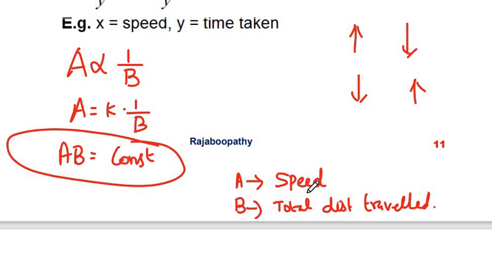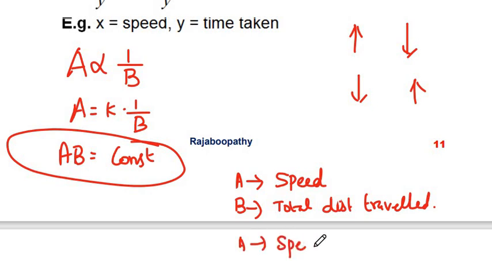Yes. So whenever speed increases, the total distance traveled is more. Whenever speed is less, then the distance traveled is less. Very good. For example, consider this one.